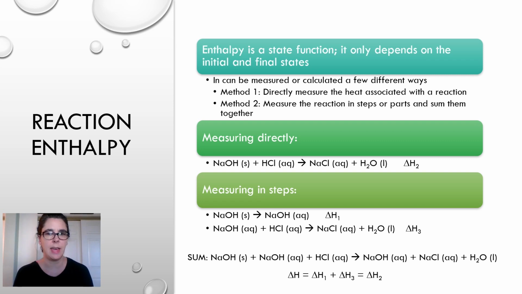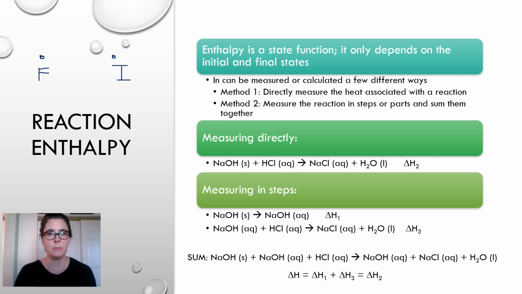So let's take a look at reaction enthalpy. Enthalpy is what we call a state function, so it only depends on the initial and the final states. What you can think about that is there's more than one way to measure the enthalpy of a reaction. So let's say we had some sort of final state, and over here we had some sort of initial state, which we'll call F and I.